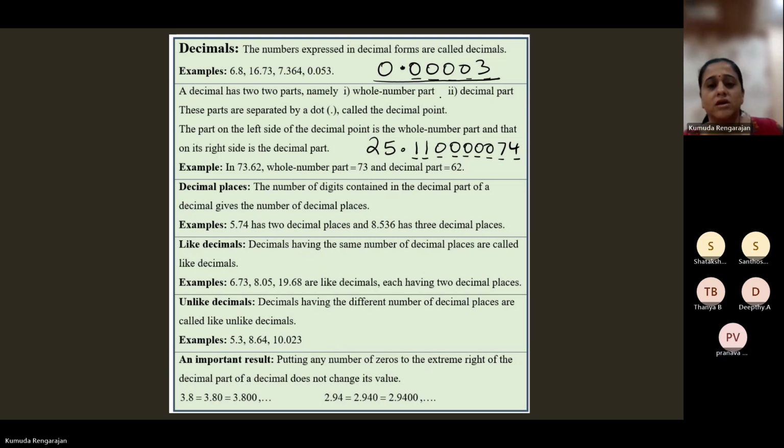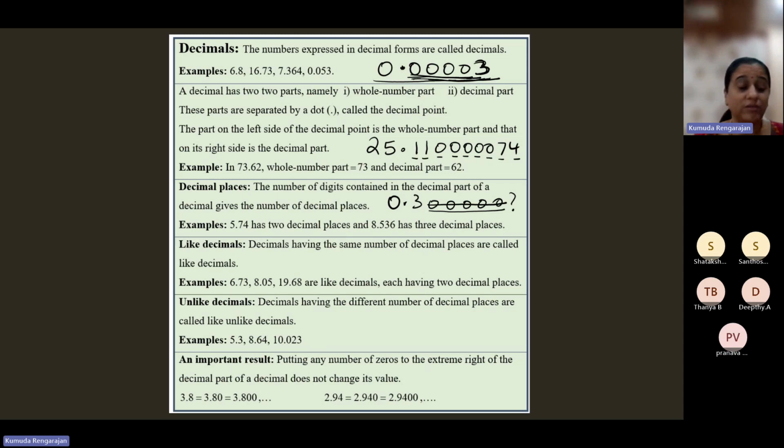No, because after the zeros, there is a valid digit, 3. So these zeros cannot be removed. They have meaning. You cannot remove these zeros. If it was 0.3 and then zeros in the extreme right, now after these zeros, there is no valid digit. Then you can remove these zeros.